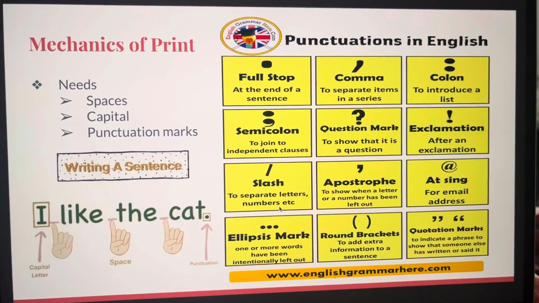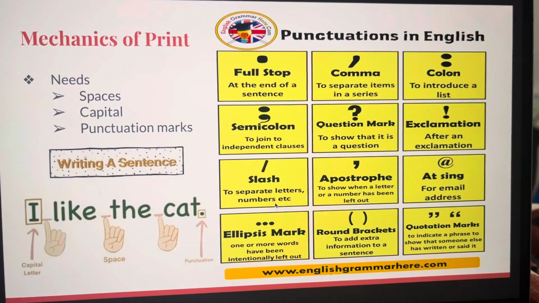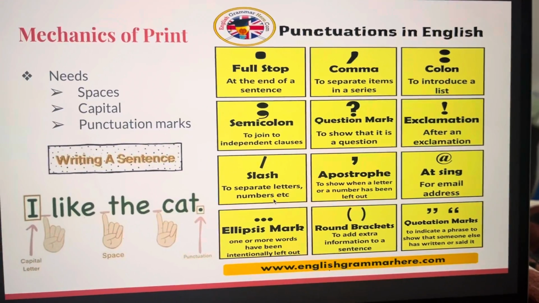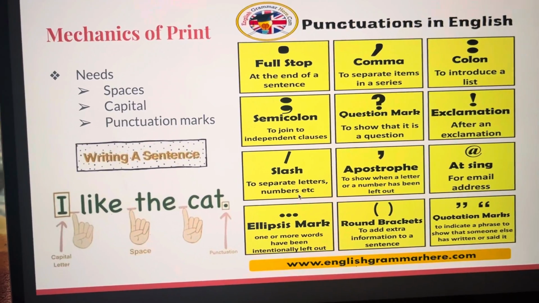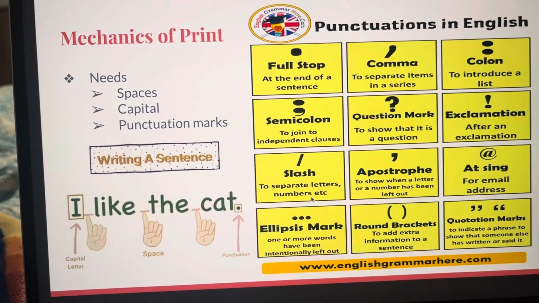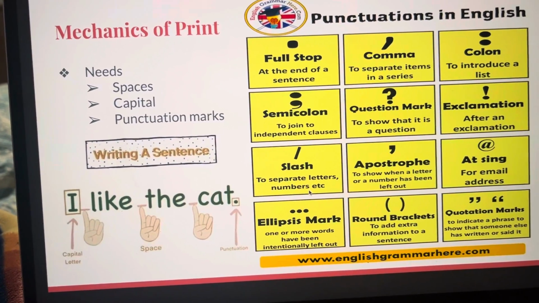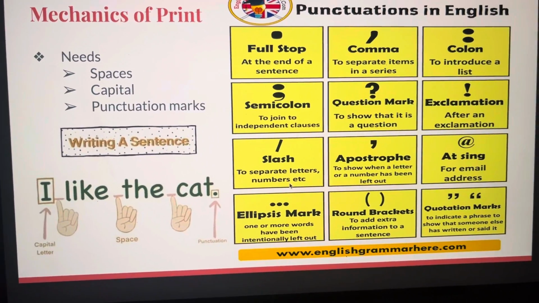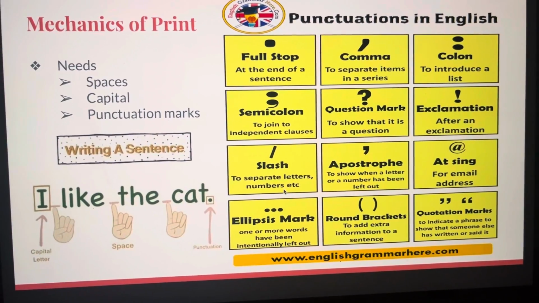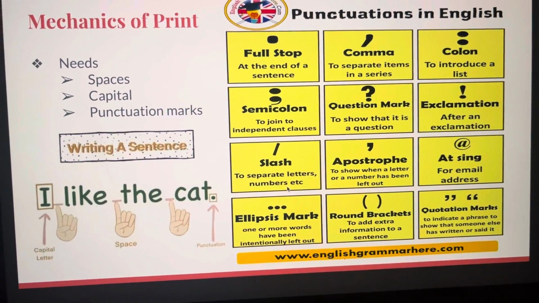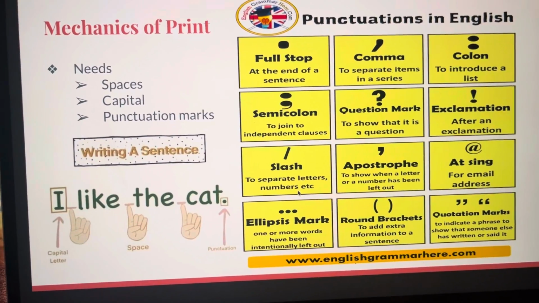An apostrophe is to show when a letter or a number has been left out. An @ sign is for email addresses. Ellipsis marks show that one or more words have been intentionally left out. Round brackets add extra information to a sentence, and quotation marks are to indicate a phrase to show that someone else has written or said it.